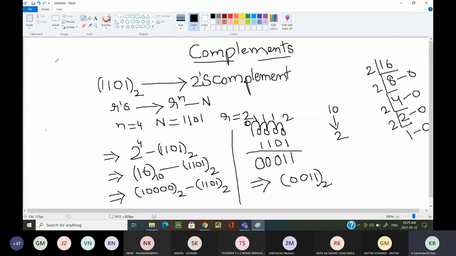Now do one more problem. 1 0 1 1 0 1 0 1 1 0 of base 2. Find the 2's complement of the given number.